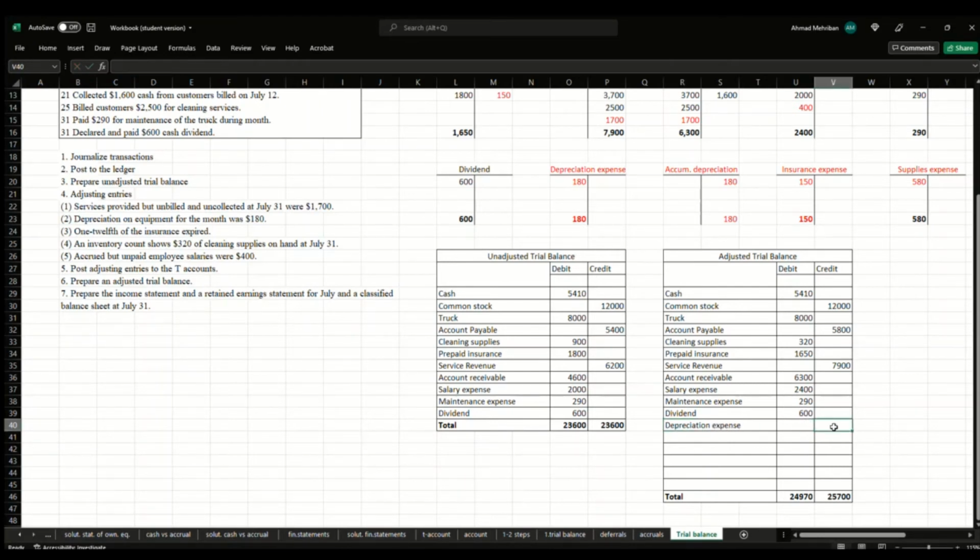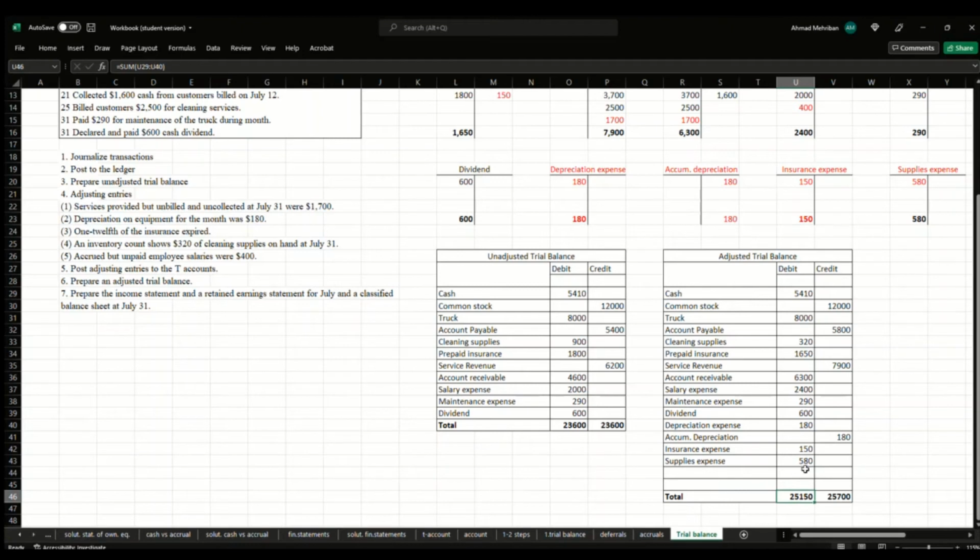Depreciation expense is $180. Next, accumulated depreciation is also 180, but on the credit side. Insurance expense that we incurred this month also has to be recognized, and supplies expense has to be recognized as well as part of our adjusting entries, and that's 580. So this is basically it.